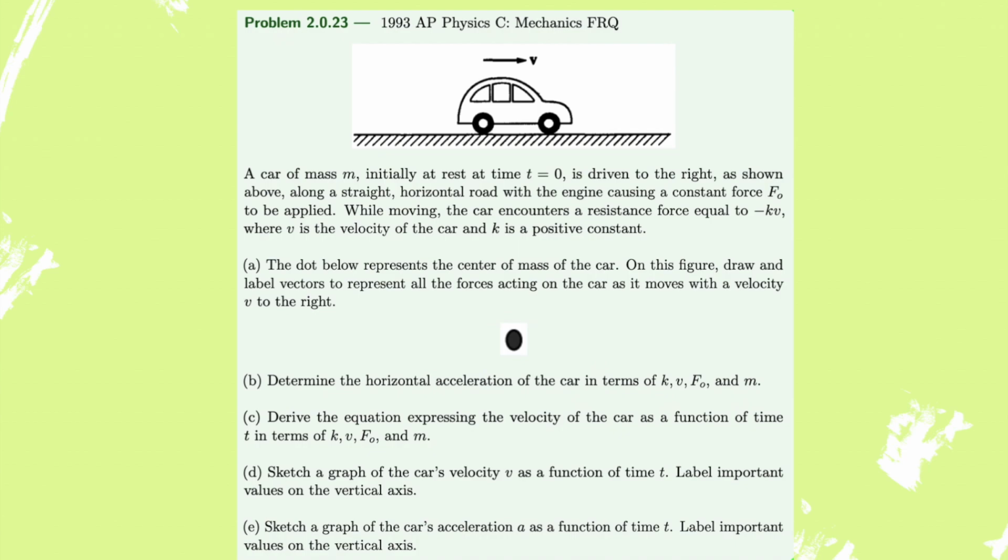Now, in part C, we want to derive an expression for the velocity of the car as a function of time t. How would we do that? Well, we just found the acceleration in part B. And we know that the acceleration is dv over dt. So we set dv over dt to the expression we found for acceleration.